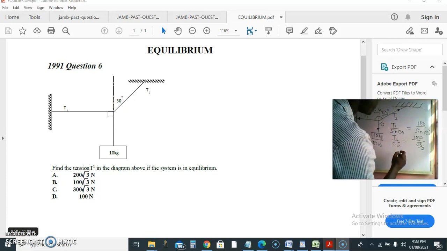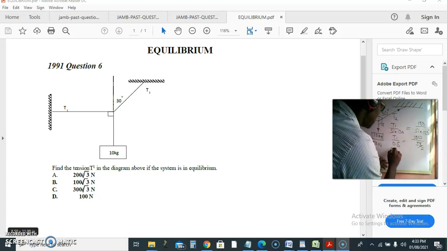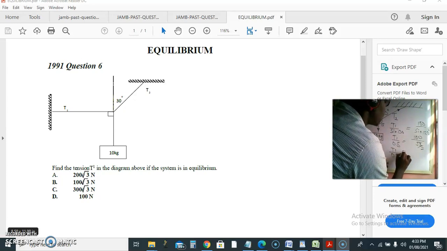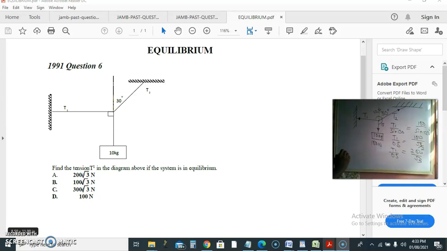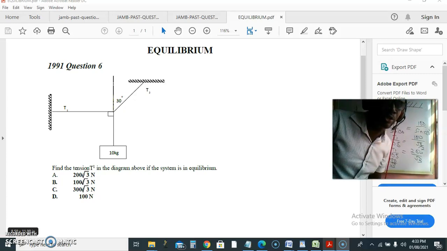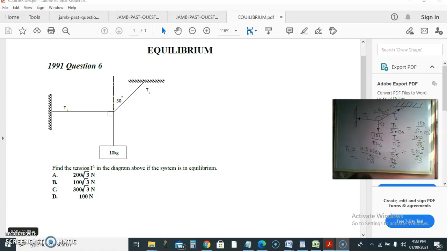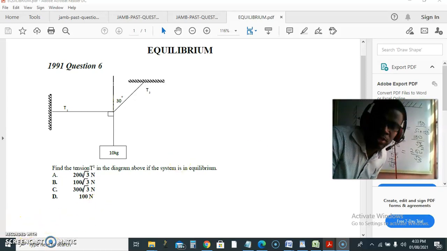Let's simplify this further. T1 times 0.5 equals, multiplying the whole thing by 2, 200 over root 3. So T1 is 0.5 times 200 over root 3, which gives us 100 over root 3. Do we have it among the options? Okay, we have 100 over root 3. So our answer is simply B. T1 in the diagram is 100 over root 3. So let's go to the next question.